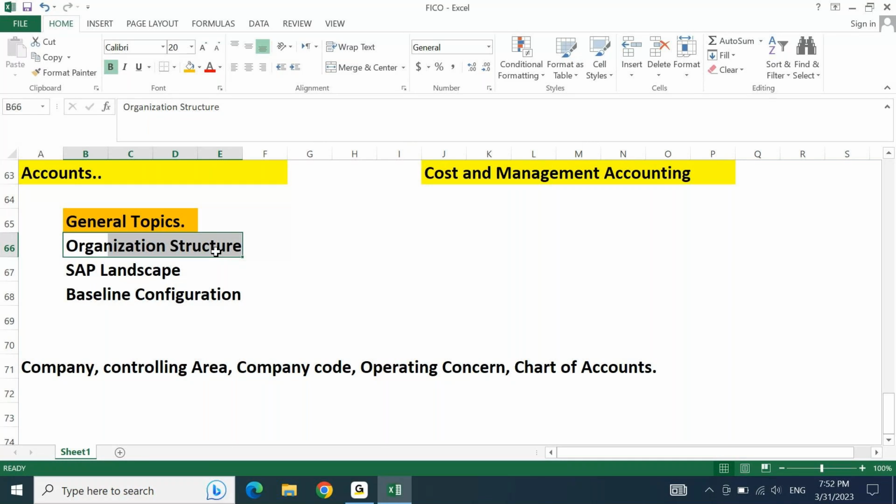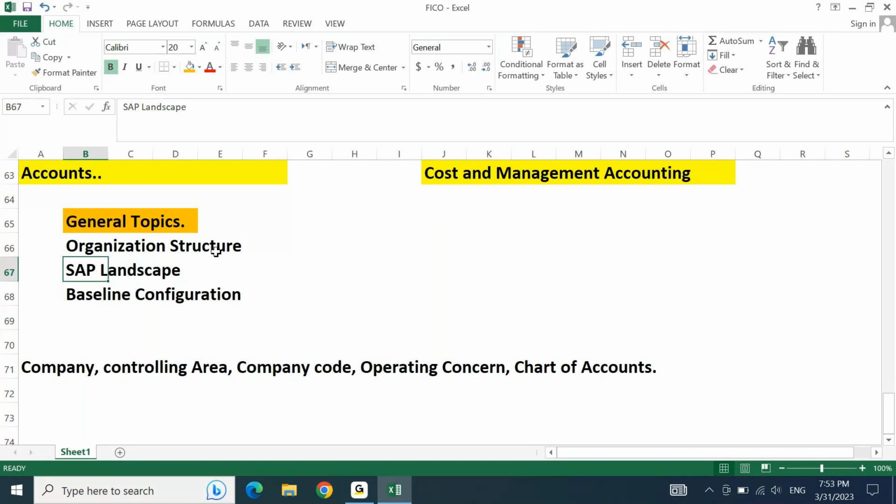Okay. Now, if you are good at organization structure, the next thing that you have to know is landscape. When we talk about SAP landscape, there are three common systems that we use within SAP. Any idea what those three common systems are as part of the system landscape? Development, quality, production.